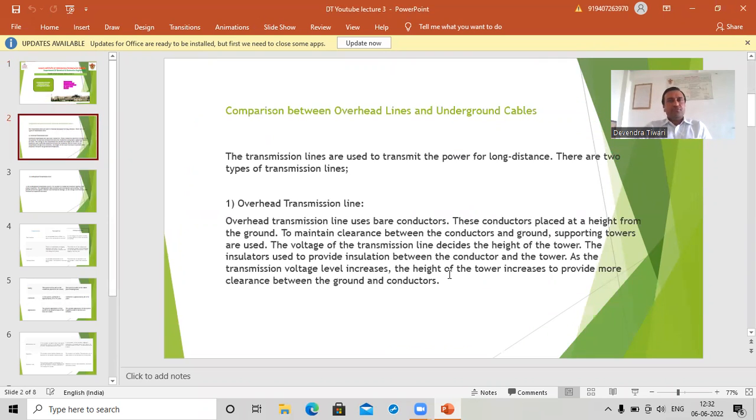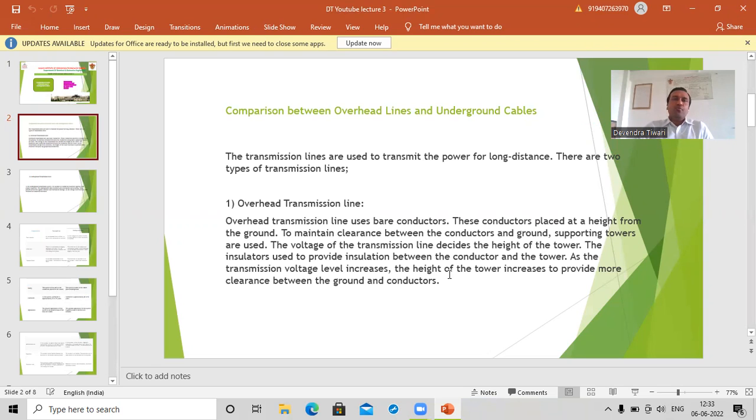So first we will see the comparison between overhead lines and underground cables. We should be aware of what overhead transmission lines and underground cables are. Transmission lines are used to transmit power over long distances. There are two types of transmission lines.